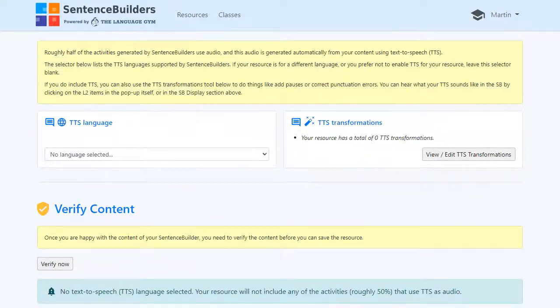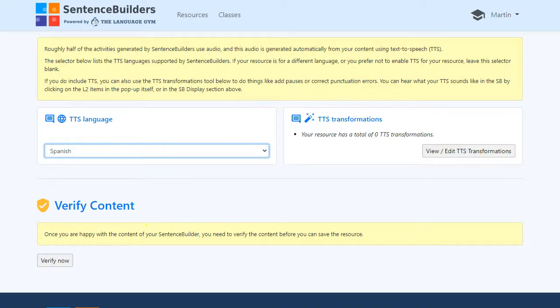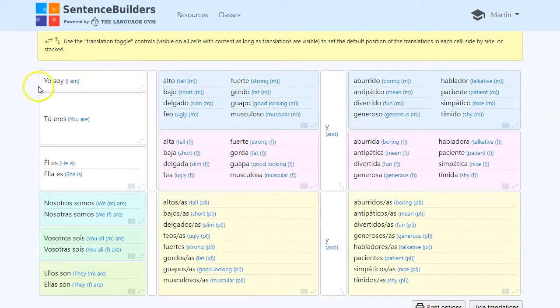First of all, I need to add the text-to-speech language. So we're going to add our Spanish text-to-speech. And if we then look at the table by clicking into it, let's see what happens. So it should say things appropriately. Yo soy, tú eres, él es, nosotros somos. Okay, so the pronouns and parts of the verb are all fine. And if we look at the adjectives, alto, alta, aburrida, generosa, tímida, no problems.